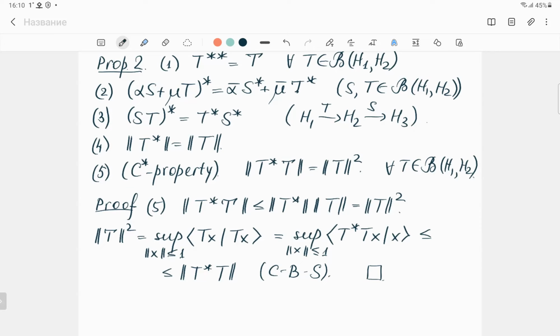So suppose we have an associative algebra over the complex numbers, which is equipped with an operation, a self-map from the algebra to itself, which satisfies conditions 1, 2, and 3. And in this case, we say that our algebra is a star algebra. If, moreover, it's a Banach algebra, and the involution, so the star operation is called the involution, is isometric, that is, condition 4 holds, then we say that it is a Banach star algebra. And if, moreover, property 5 holds, then we say that this is a C-star algebra.